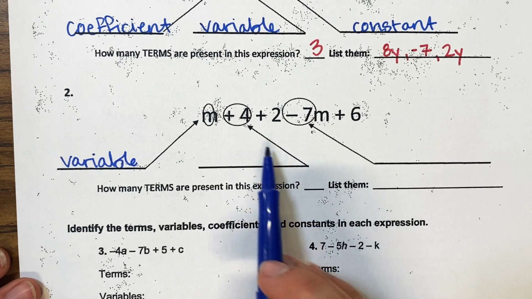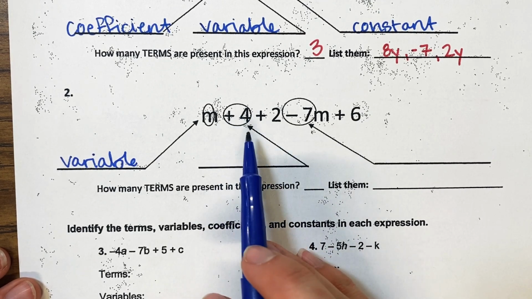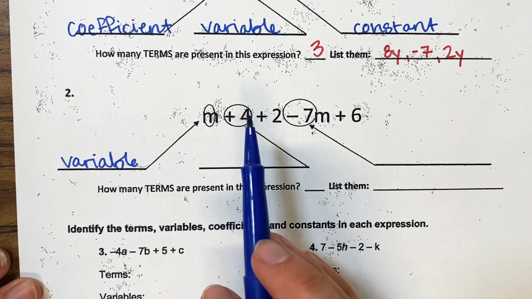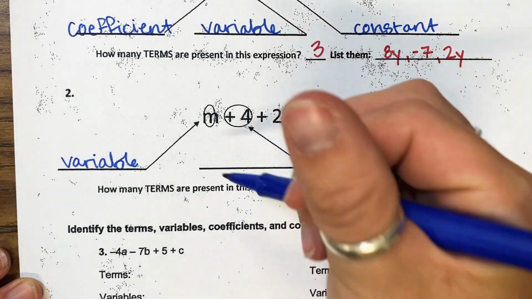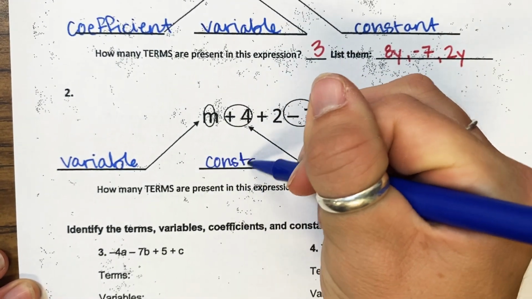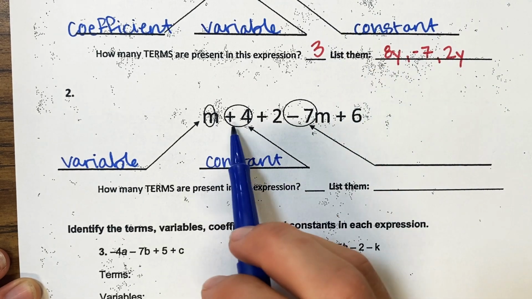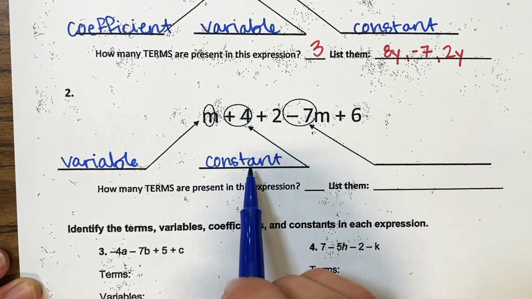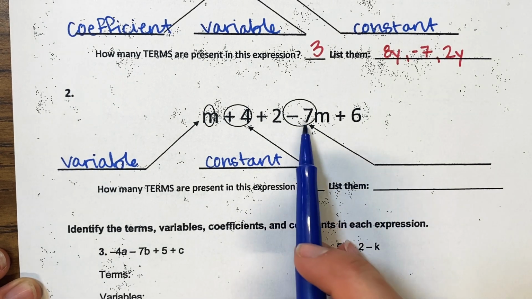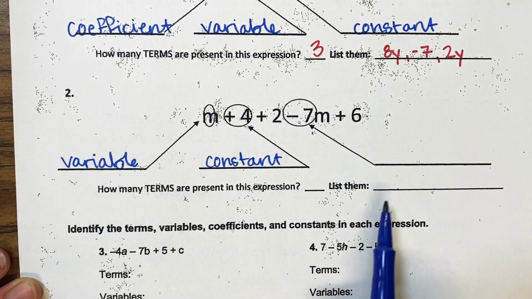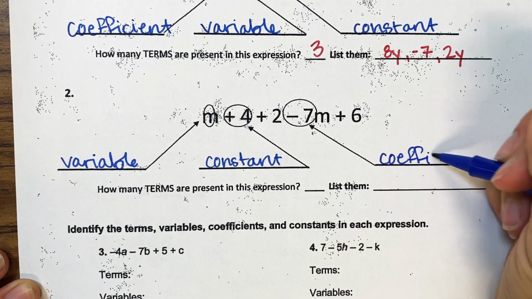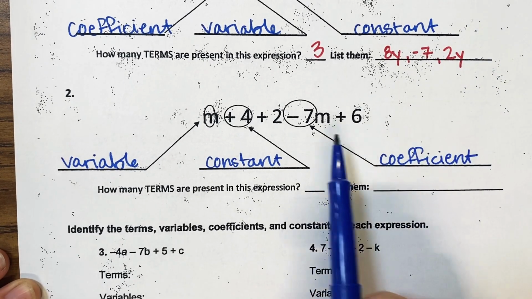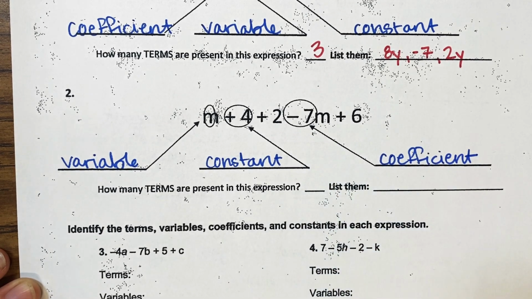Second blank space. We have 4. Is this 4 a constant, a coefficient, or a variable? It's a constant. Okay, it is not attached to any variables. It's just a number by itself, so it's a constant. Okay, last one, it's this -7 that's right in front of this m. So is that a constant, a coefficient, or a variable? That one is a coefficient, right? It's right in front of a variable, which tells us it's a coefficient.